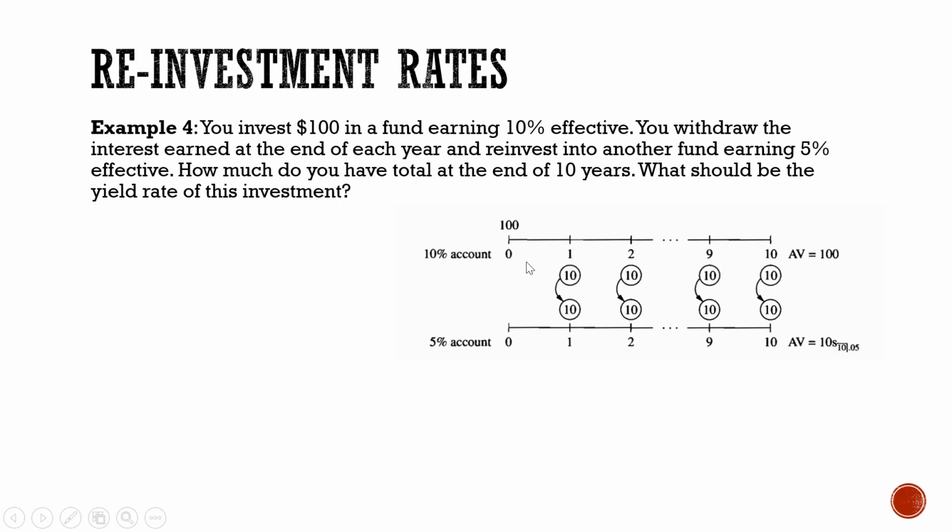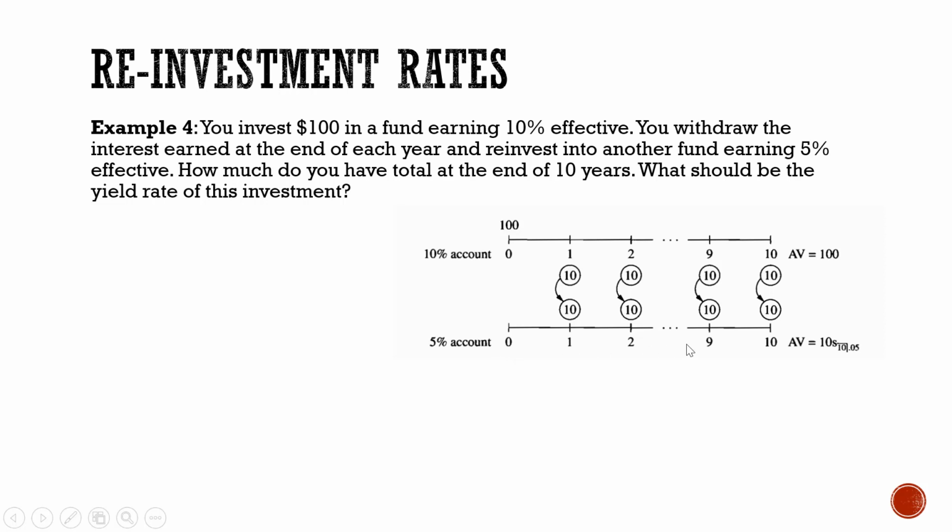So basically in the first account, at the end of 10 years, you have only $100 because all of the interest was withdrawn at the end of each year. So we should have only the principal left. So $100 at time 10, that's the accumulated value of the first account. Now we look at the second account. At time 1, we deposit $10. At time 2, we deposit $10 and continue to time 10. So we have a total of 10 deposits.